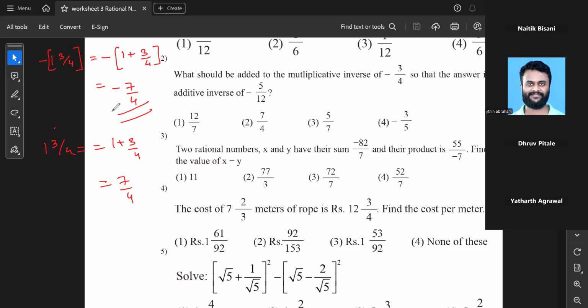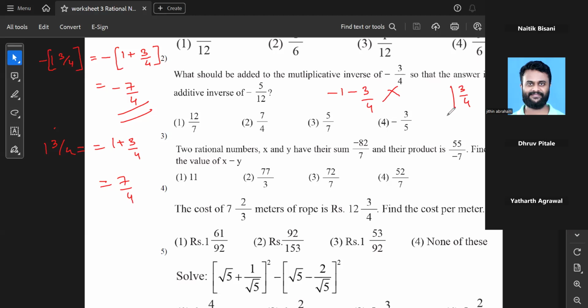Understood? Sir, if the minus was not on 1 but on 3 by 4, then... It will never happen, my dear child. 1 whole minus 3 by 4, it can't happen. Can this happen: -1 minus 3 by 4? It will never happen. Then it is not a mixed fraction. -1 minus 3 by 4 is not a mixed fraction. A mixed fraction can always be like this only, nothing else. So the proper fraction part of the mixed fraction should be positive only.